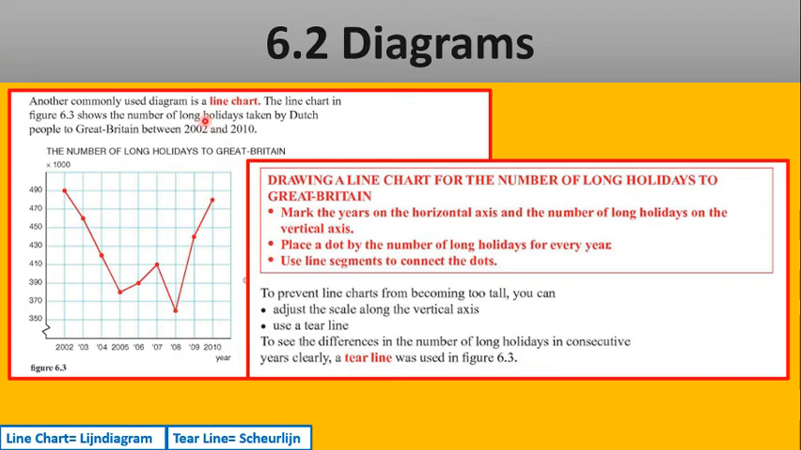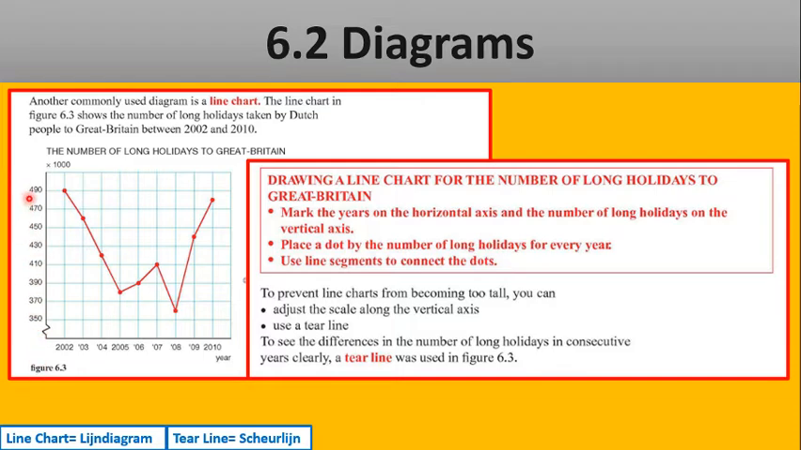And another one that they're going to explain to you guys is line charts, right? Een lijndiagram, logisch, ziet eruit als een lijn. They gave you an example and they're going to describe what you are looking at. So here we're drawing a line chart for the number of long holidays to Great Britain. Also remember, it is labeled correctly. If you want to draw one yourself, always label them clearly. So mark the years on the horizontal axis, the number of long holidays on the vertical axis.